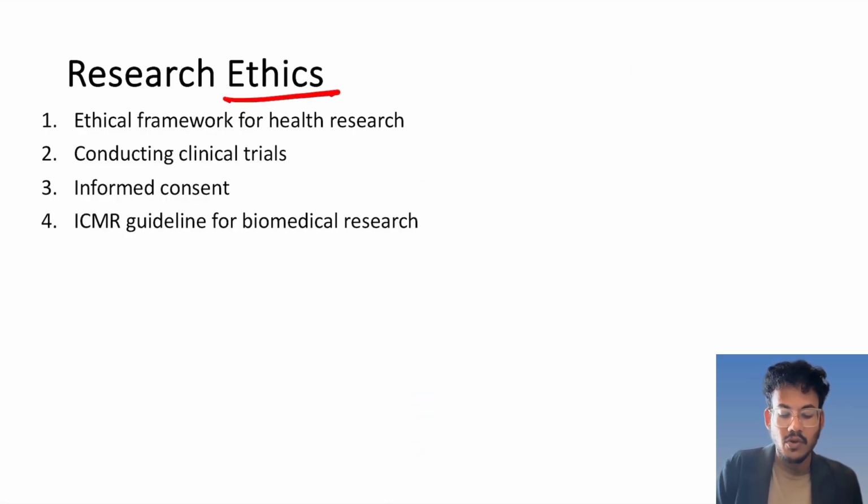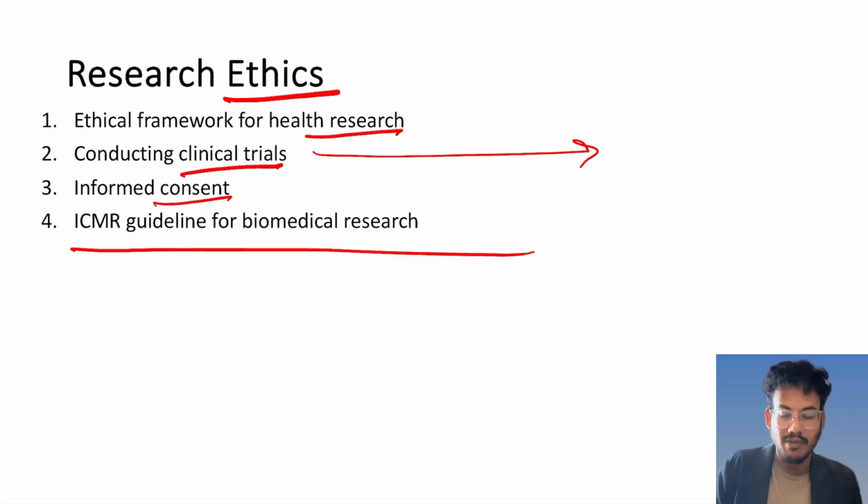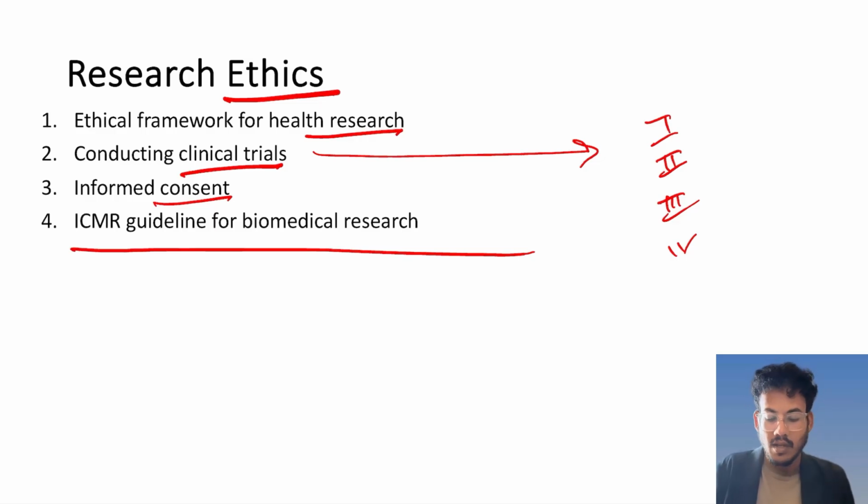Research ethics: they will ask about health research, conducting clinical trials, informed consent, ICMR guidelines. You should know the stages of clinical trials, stages 1, 2, 3, 4, how one stage differs from another, and what the role of every stage is. You should have a sense of all these things.